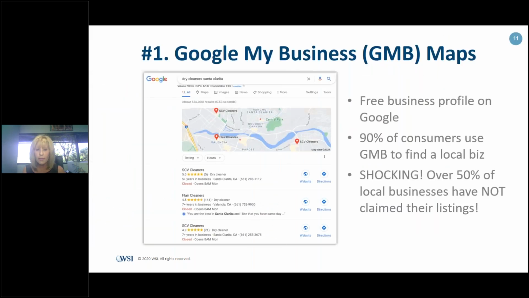The first one, in no really particular order, other than I have a big passion for Google My Business, is the Maps page. So I'm guessing that most of you in doing searches have come across a Google map. It looks like a map. It's got pinpoints inside of the map, and it typically has a couple businesses, usually 3, that are listed underneath it and a place to click and go further down. But the vast majority of consumers are using this Google My Business Maps listing to find a local business. The thing that shocks me is that over half of these listings are not claimed by the owner.